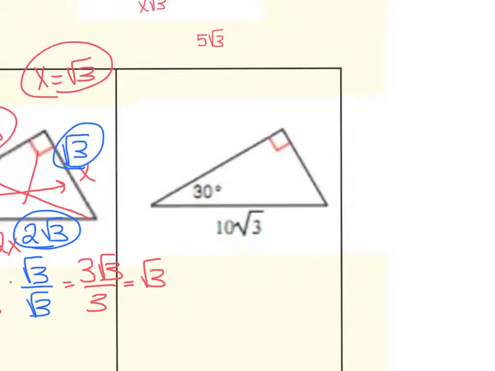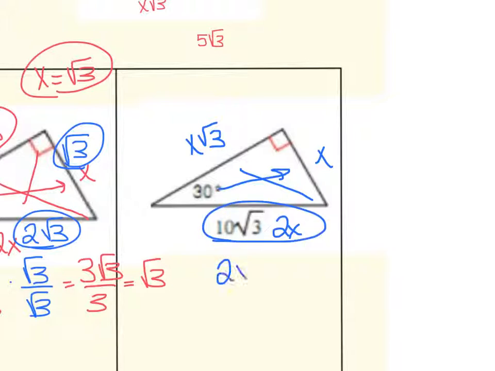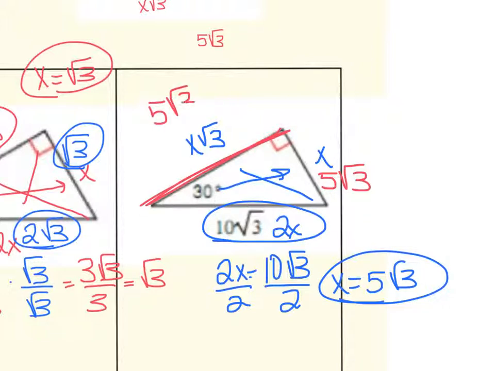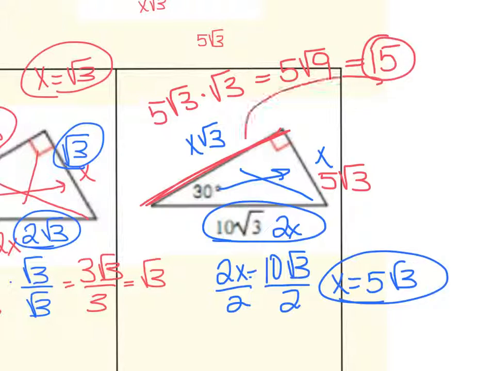All right, last one here. You've got across from the 30 is X, across from the 60 is X root 3, and this guy is 2X. So since I know this side, I'm going to say 2X equals 10 root 3, divide by 2, X equals 5 root 3. So this is 5 root 3, and then for this side here, I'm going to take 5 root 3 times root 3, which is 5 root 9, which gives me 15 for this final side. Okay, so those are 30, 60, 90s.